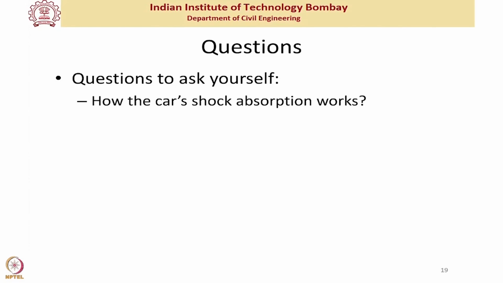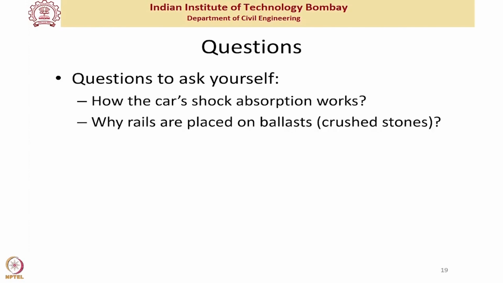Then ask yourself, you have traveled by train or metro, and you must have seen there is ballast or crushed stones below the rails. What is the function of that? Why can't I just have rails on top of, let us say, a concrete slab, and then just run the vehicle on top of that? What is the utility of that?